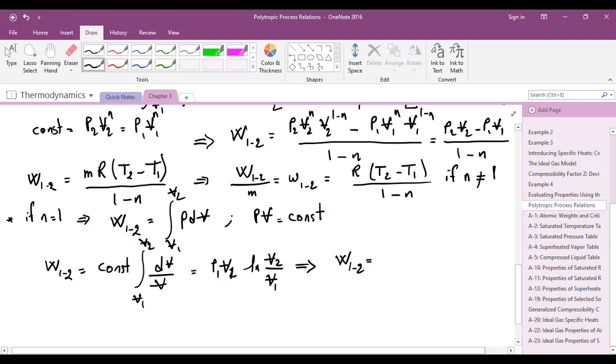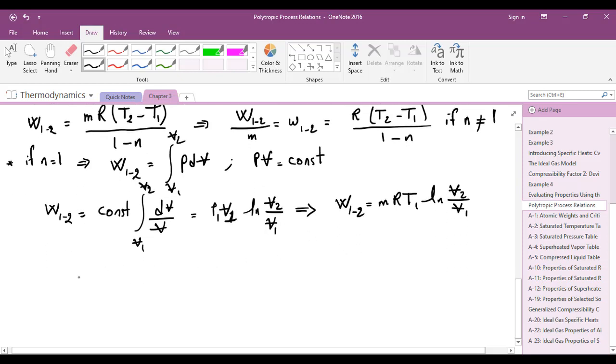And in terms of temperature we can write W from 1 to 2, excuse me, this is P1 V1. So P1 V1 is mRT1 ln V2 over V1. So in the specific work, small w is equal to RT1 ln V2 over V1. Of course, this equation is valid if n is equal to 1.